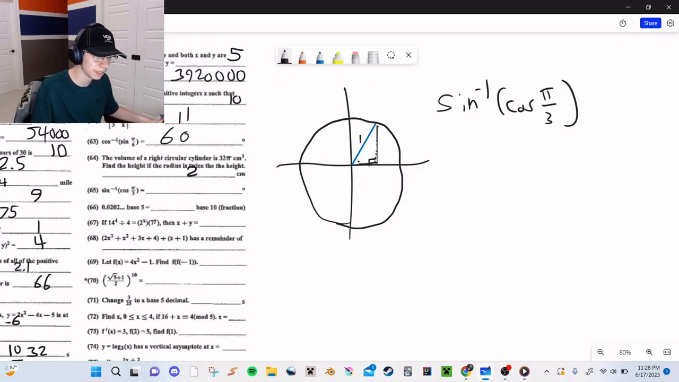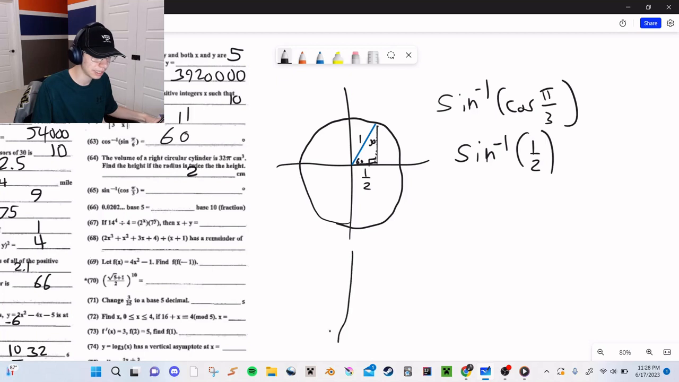Well, here, this is a 30, 60, 90 triangle. So if our hypotenuse is 1, what's the side across from this 30-degree angle? It's going to be 1/2. So cosine, which is that horizontal component, is 1/2. So now we're doing the inverse sine of 1/2.